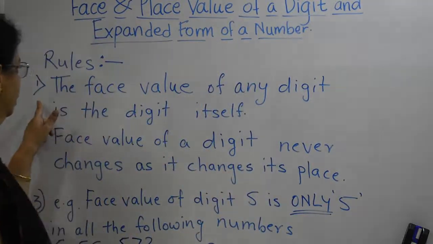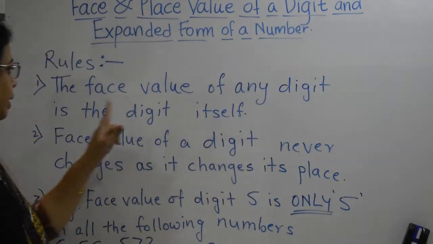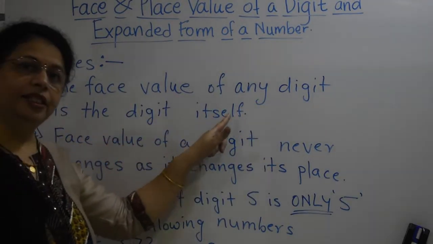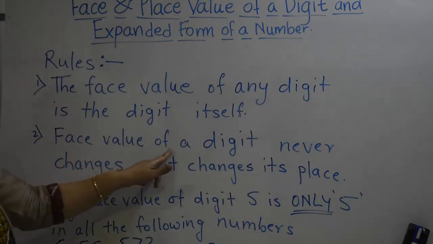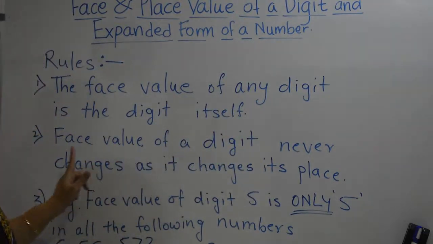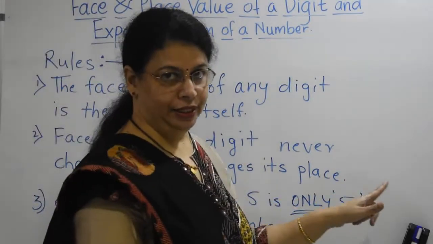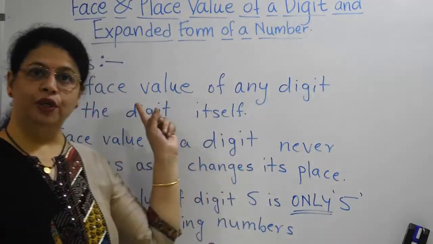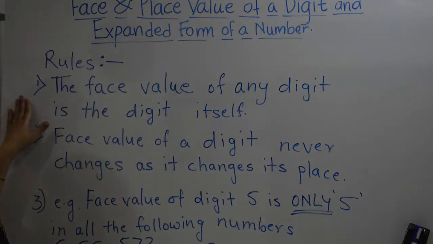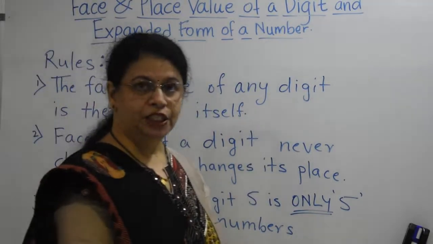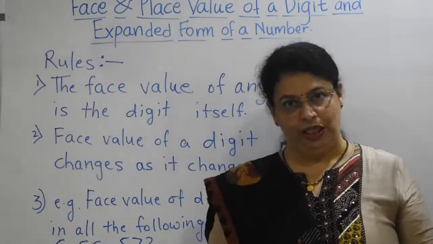Rule number 1. The face value of any digit is the digit itself. I will explain what it is. Face value of a digit never changes as it changes its place. The meaning of the first rule is, the face value of any digit is the digit itself, means the face value of number 3 is 3, always 3.